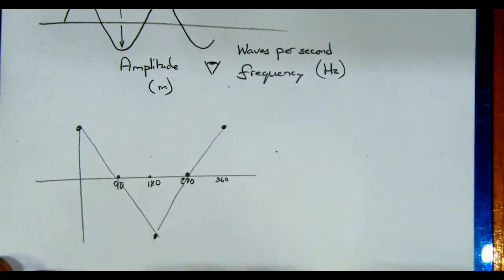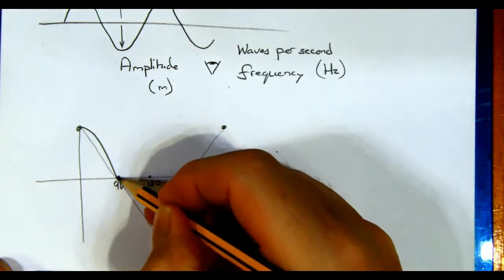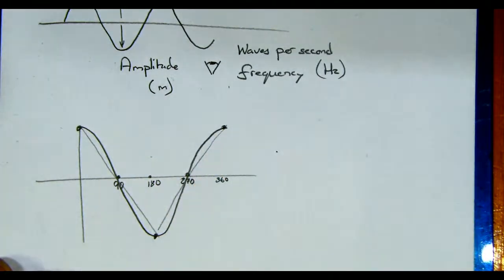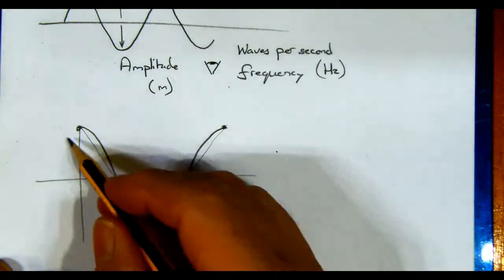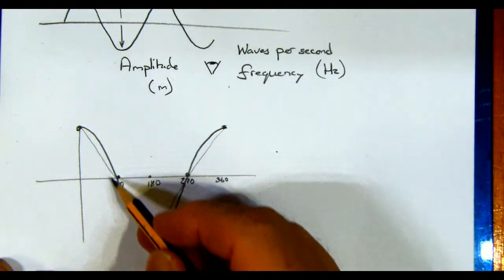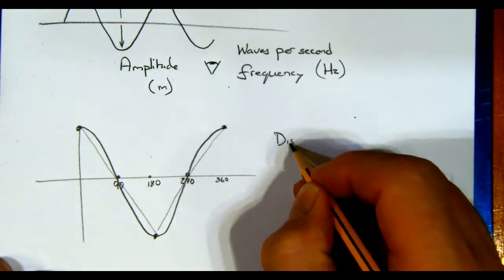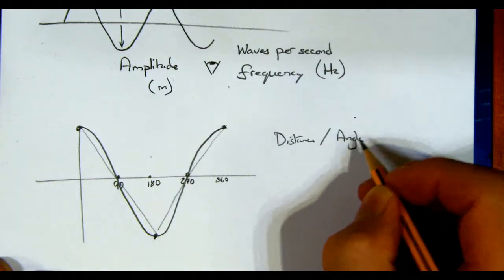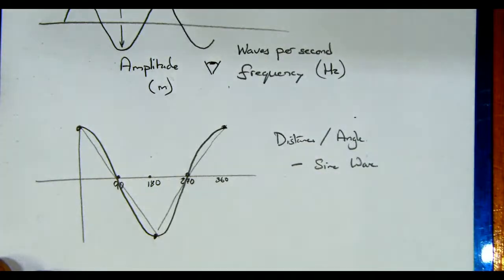If we were to measure it more carefully, we would see that in fact this makes a sine wave. This is actually the cos, but don't worry about that. It's just a sine wave. So the actual shape of the distance related to the angle is also the shape of a sine wave itself.